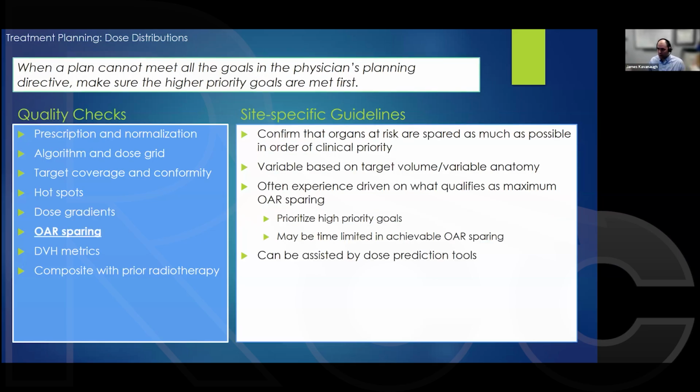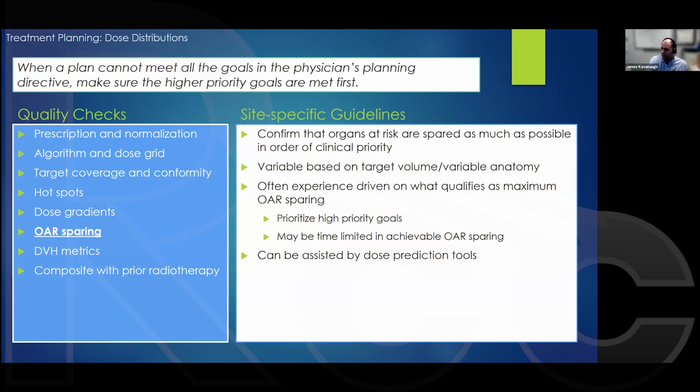OER sparing: you want to confirm that organs at risk are spared as much as possible in order of clinical priority. That's what's specified in your MD directive. It's variable based on target anatomy and also OER anatomy. So with prostate, it's interesting. There's some variation in prostate volume, but it's not huge variation compared to other sites. Lung, obviously, is a great example. Breast can be another one where the target itself can have a huge variation. Here, our targets typically have a moderate amount of variation, and in OARs, full bladder, empty bladder, full rectum, empty rectum, that can have an impact on the doses to those OARs.